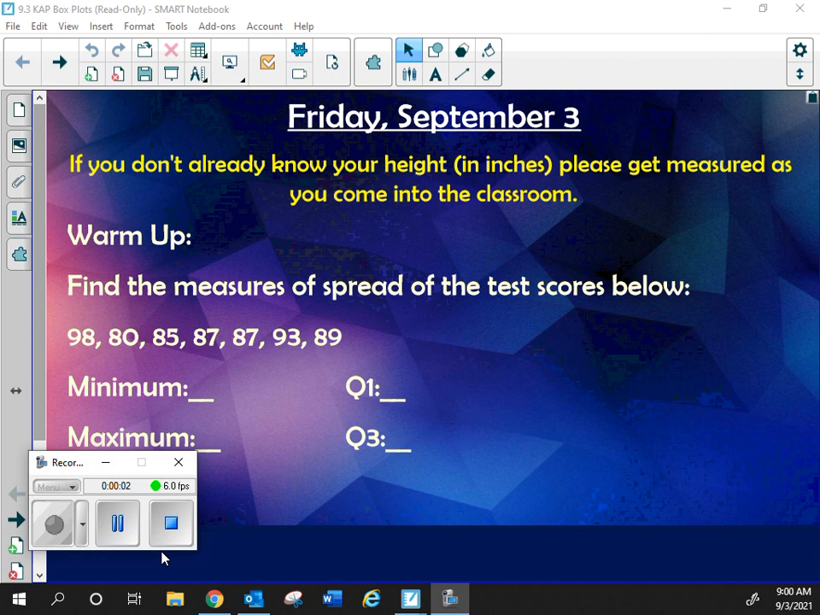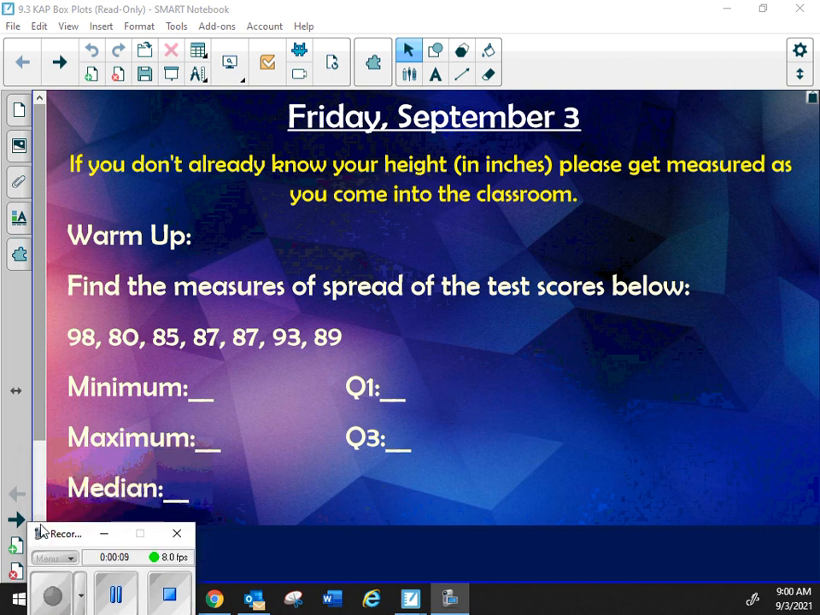Good morning. This is KAP's lesson for Friday, September 3rd. This is our warm-up. This is a review from what we did on Tuesday. So pause and play when you're ready to go for the answers.